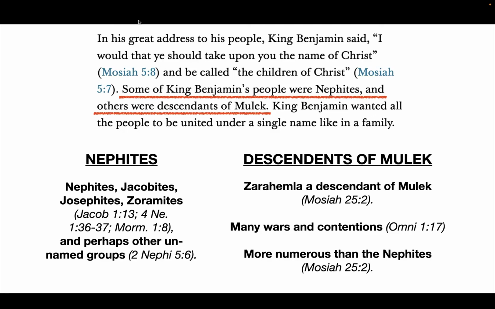He was a leader of some kind, and we find that there were many wars and contentions over the hundreds of years during the history of the descendants of Mulek, and that they were more numerous than the Nephites. This seems to indicate lots of different groups. So when King Benjamin is trying to unite the people, like in a family, he's got lots of different people with different ideologies or beliefs or cultures that he's addressing.